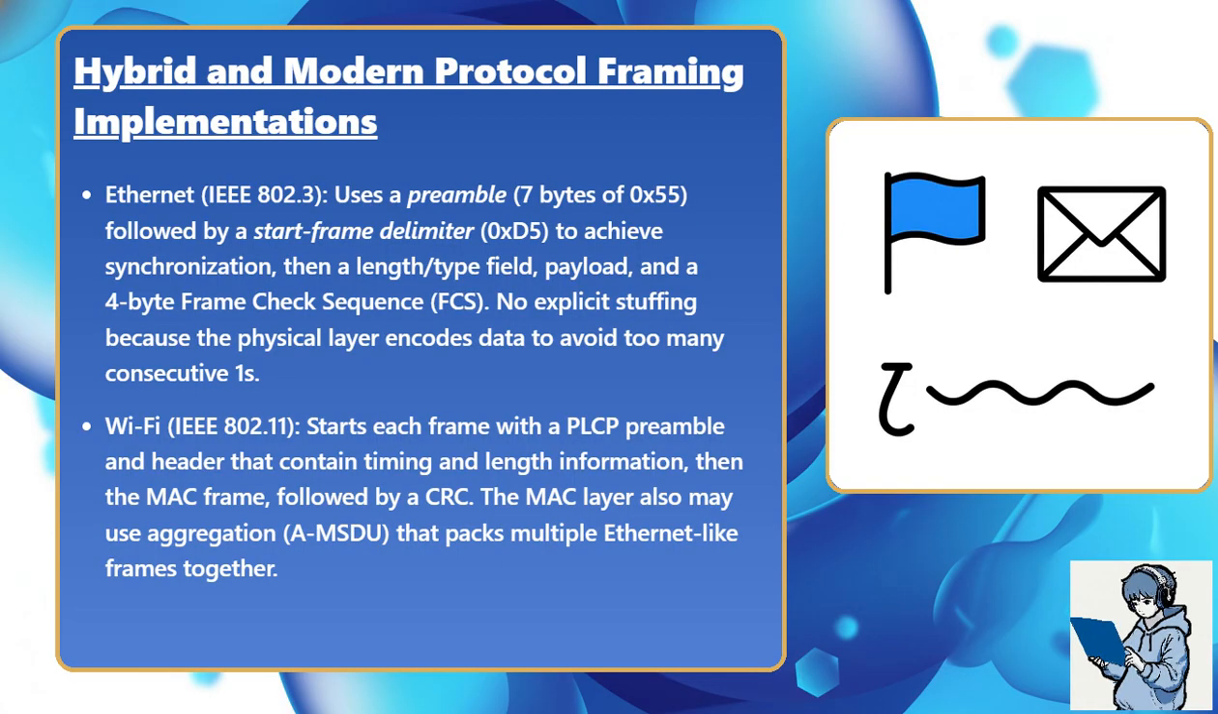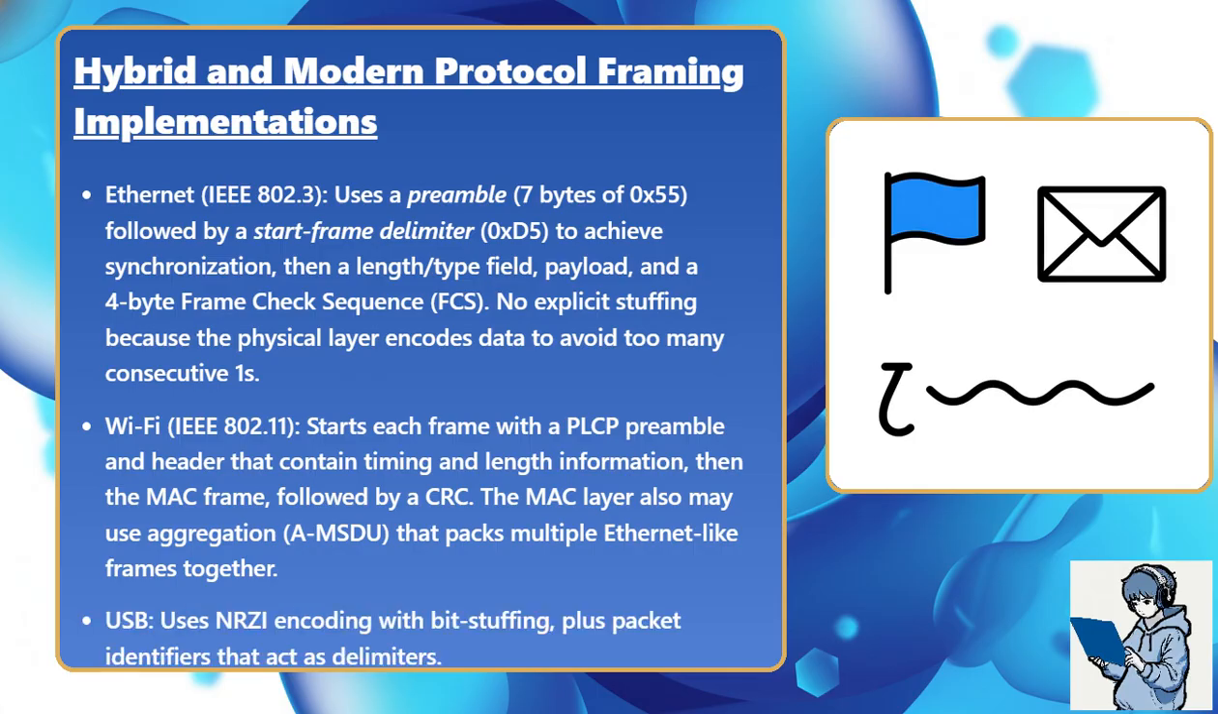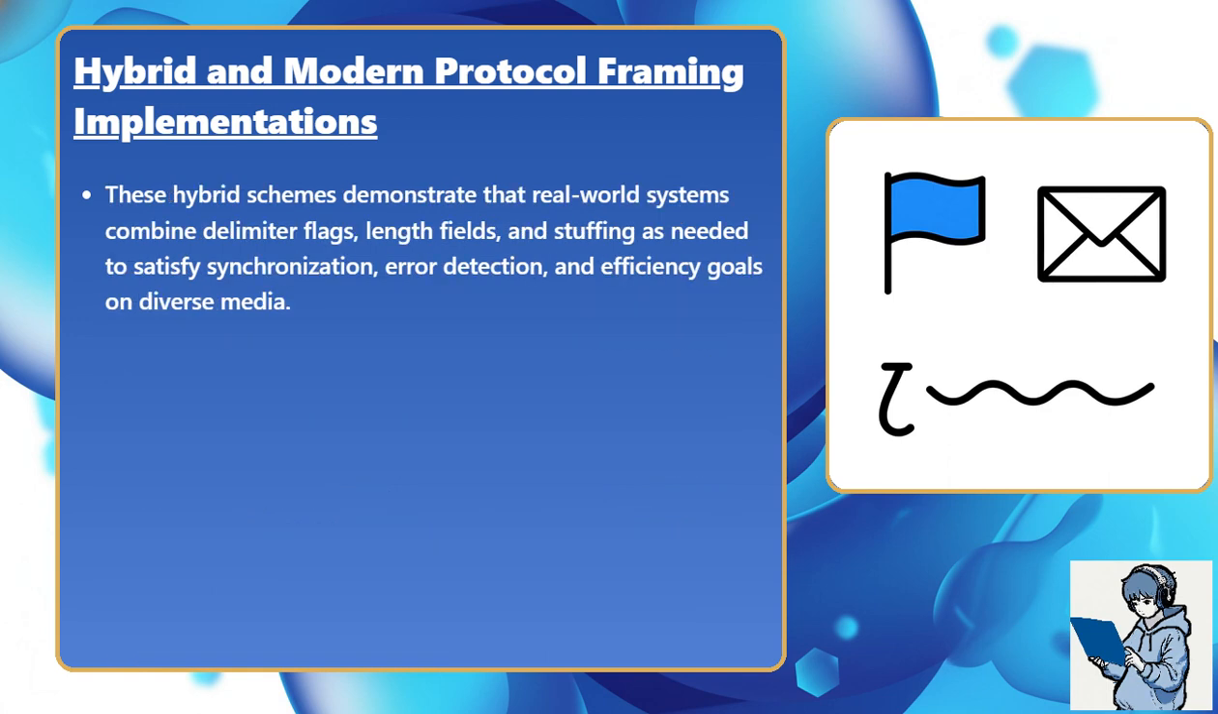Wi-Fi IEEE 802.11 starts each frame with a PLCP preamble and header that contain timing and length information, then the MAC frame followed by a CRC. The MAC layer also may use aggregation, an A-MSDU, that packs multiple Ethernet-like frames together. USB uses NRZI encoding with bit stuffing, plus packet identifiers that act as delimiters. These hybrid schemes demonstrate that real-world systems combine delimiter flags, length fields, and stuffing, as needed to satisfy synchronization, error detection, and efficiency goals on diverse media.